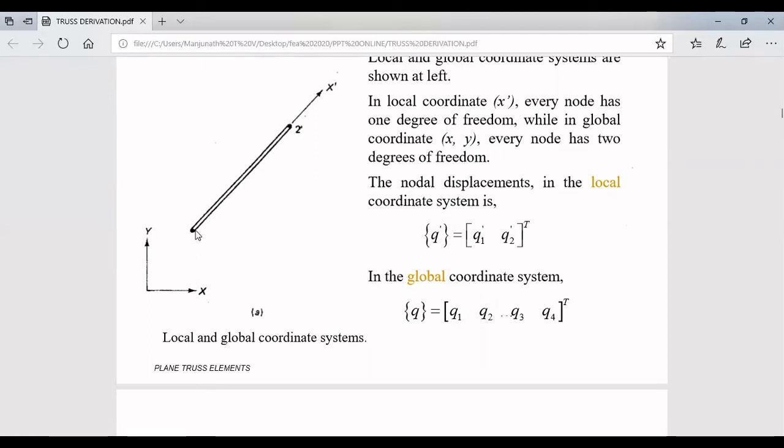Similarly, if you want to write the same in the global coordinate system, at each node we have 2 degrees of freedom in the x and y directions, so there will be 4 nodal displacements. At each node there are 2 nodal displacements. For the first node, q1, q2 are the nodal displacements, and for the second node, q3, q4 are the nodal displacements. So this is how we write the nodal displacements in the local and global coordinate systems.